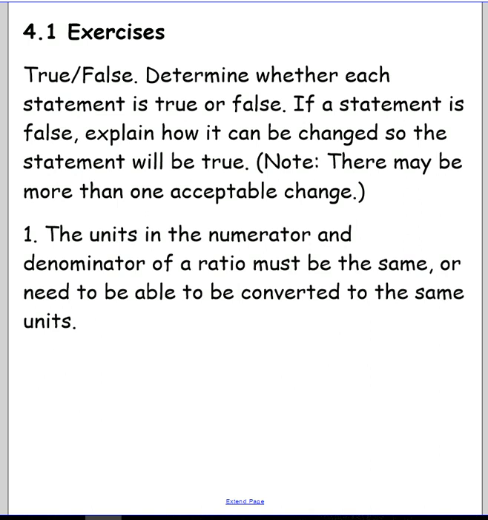And so let's take a look at that. We're dealing with a ratio. So yes, the ratios are one where they must be the same. And it says or need to be able to be converted to the same units. And this is true. We'll look at examples in just a little bit about what they mean by converted to the same units. One of our examples will show what they mean by that. So we'll wait for that clarification there.